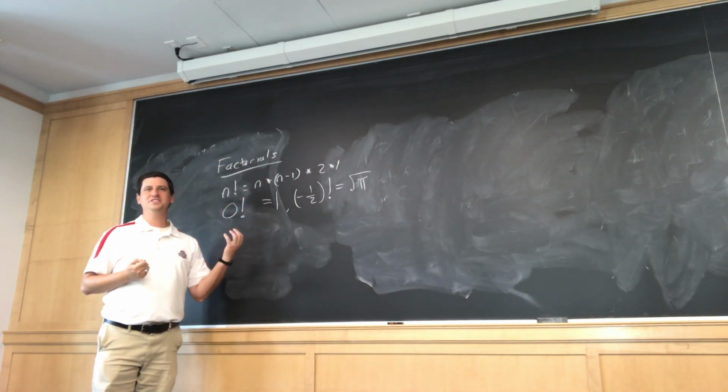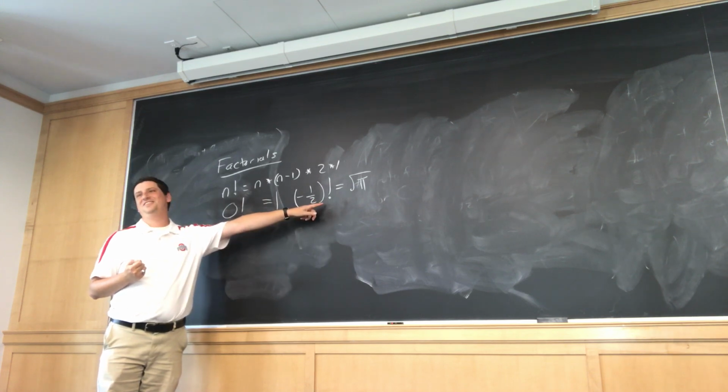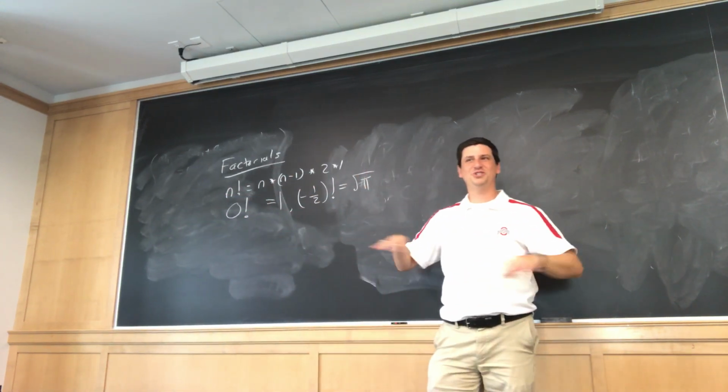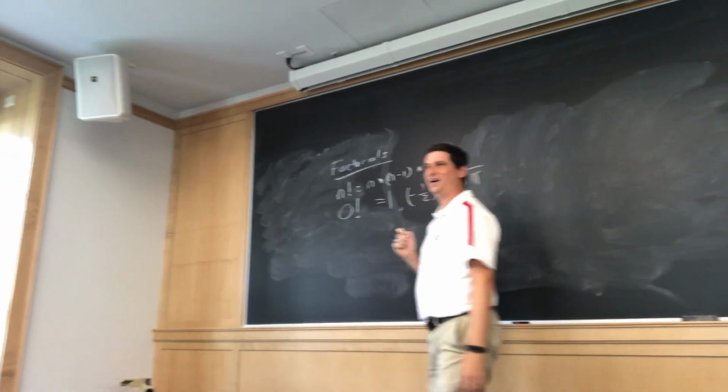How many of you have taken a statistics class with the normal distribution? You've seen this. They've hidden it from you. We will pull back the curtain. This is like Wizard of Oz. You'll see what's going on behind. You will see that negative 1/2 factorial is the square root of pi.